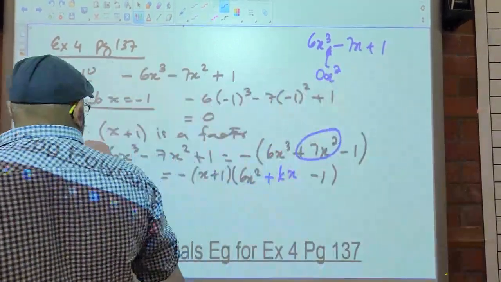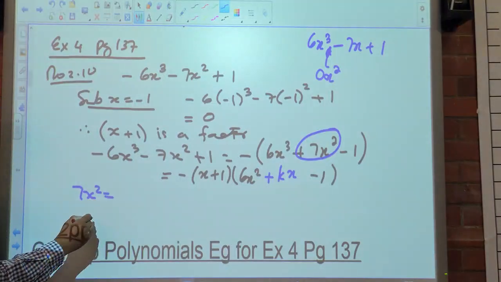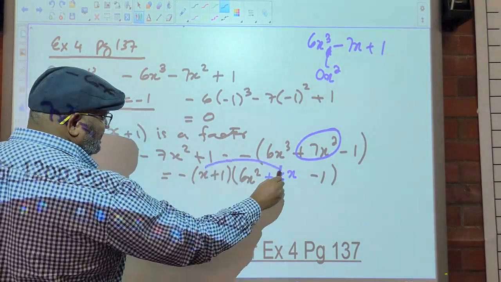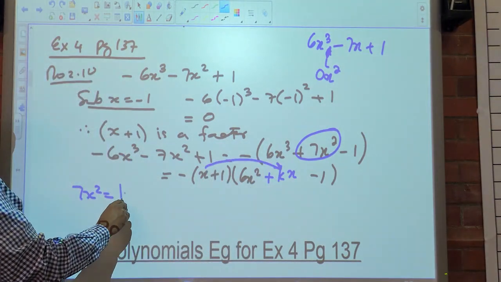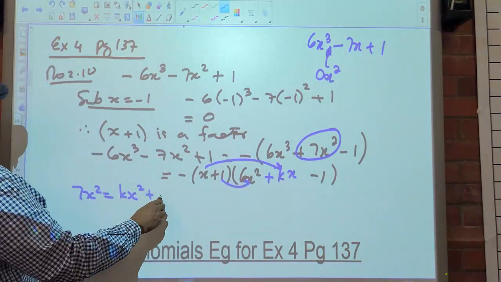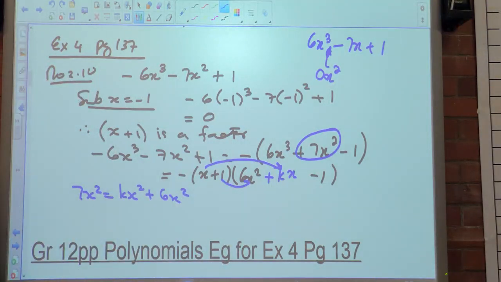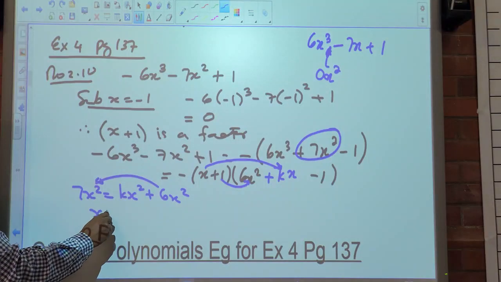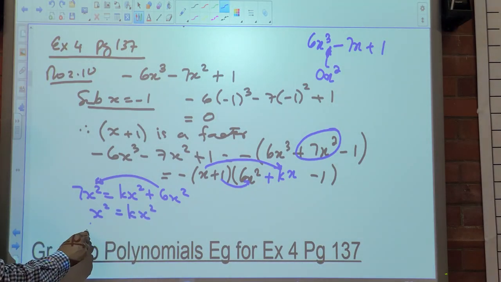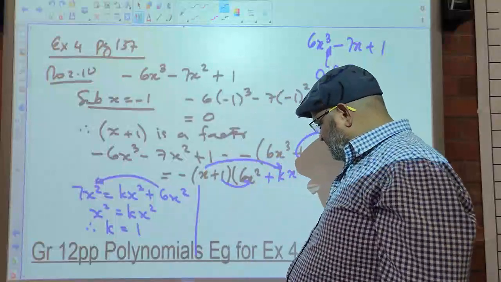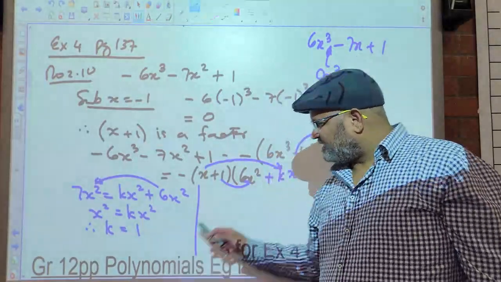So what do we say? 7x squared is equal to, how do I get x squared? By multiplying x with kx, which is kx squared, and 1 times 6x squared is what? Positive 6x squared. They get over the equal sign. So what's 7x squared minus 6x squared? X squared is kx squared. Therefore, k is equal to 1. What do I do now? Substitute that 1 in there.